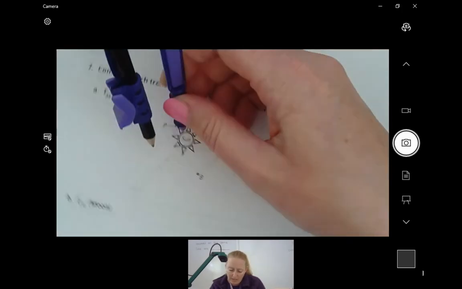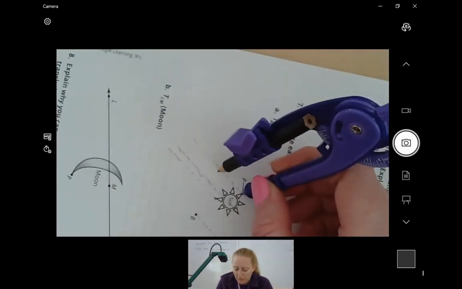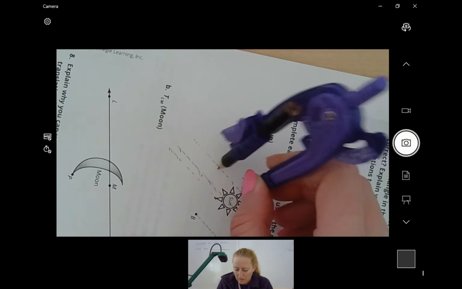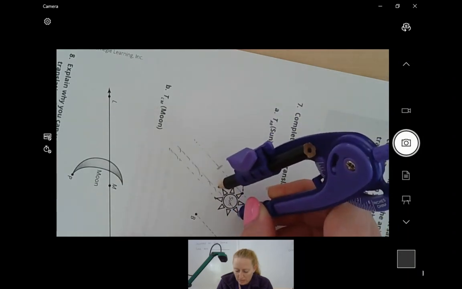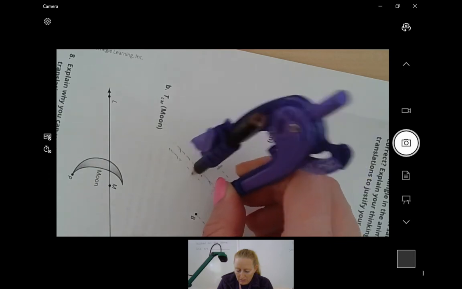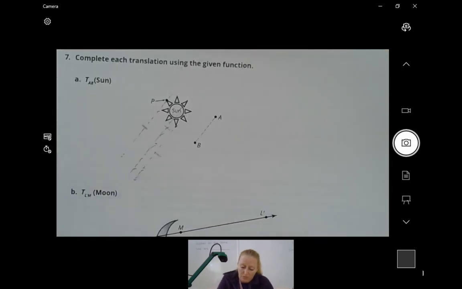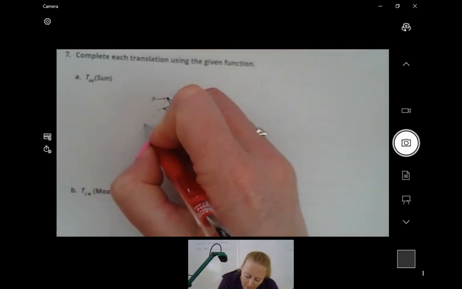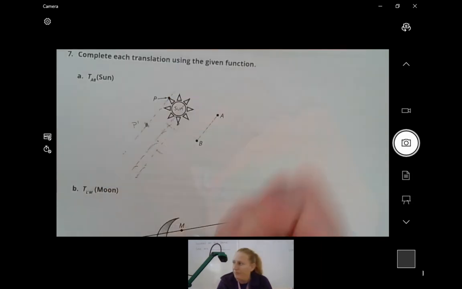Then I can come up here and I'm going to turn my page a little bit. You can turn your book as well. And I'm going to make a little mark. And I'm going to come over here and make another little mark. I'm going to come over here and make another little mark. And I'll say, okay, this is now P prime.